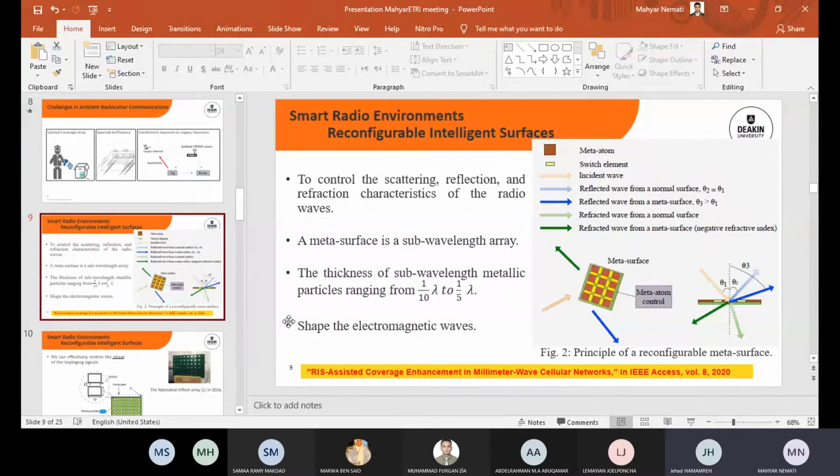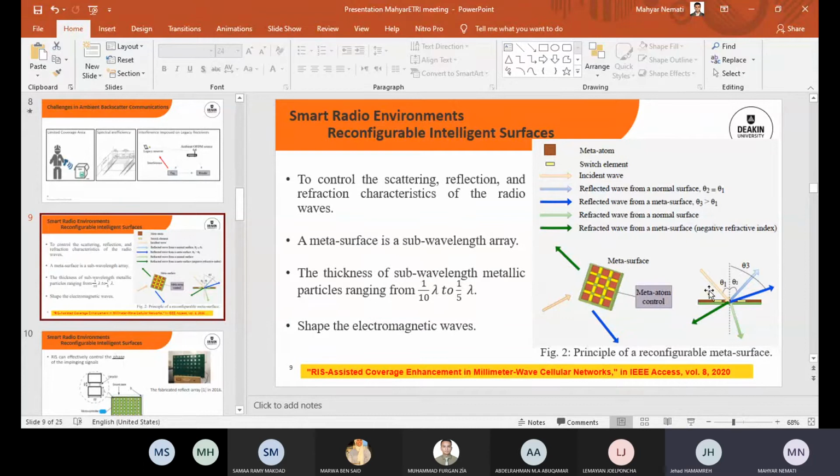So as you can see in this figure, this is a meta surface or reconfigurable intelligent surface. I can call it reconfigurable intelligent surface. As you can see, there are many sensors on them. Each of these sensors acts like backscatter communication. They will receive a signal, modify it, and reflect it in another direction. The modification or modulation done here is to change the direction.